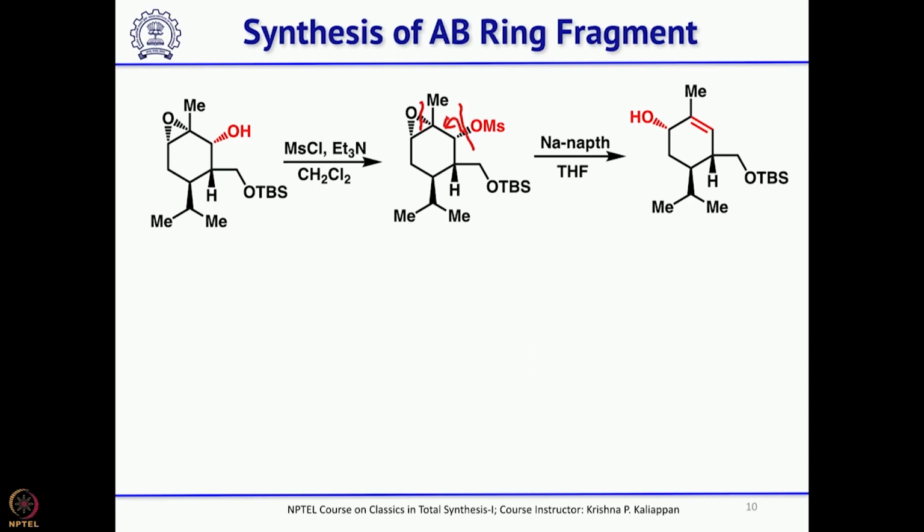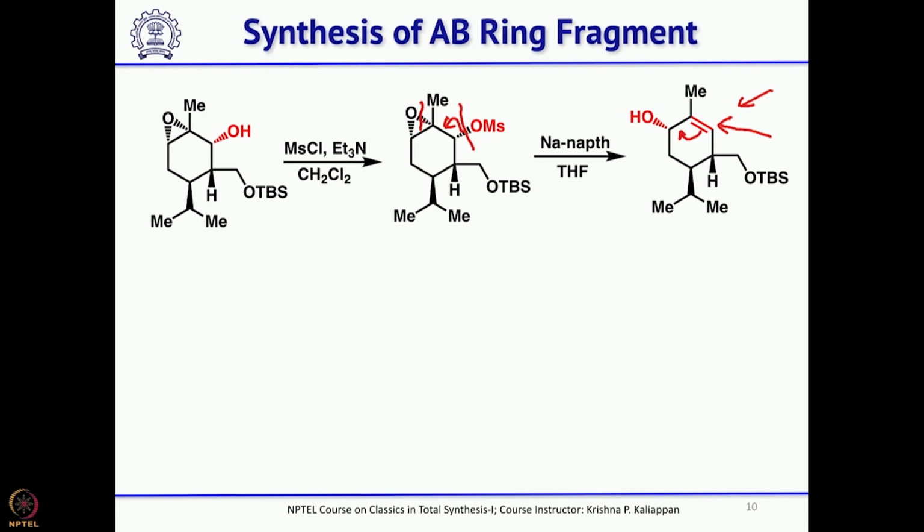Okay. So now if you look at this structure, what one needs is, you need a functional group here and the double bond should shift here, and what you have is an allylic alcohol.